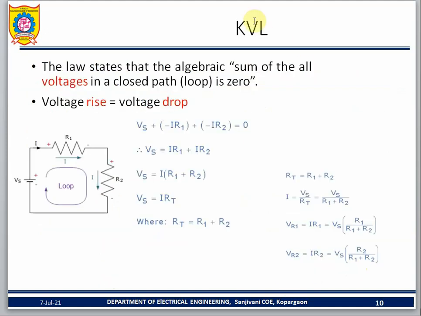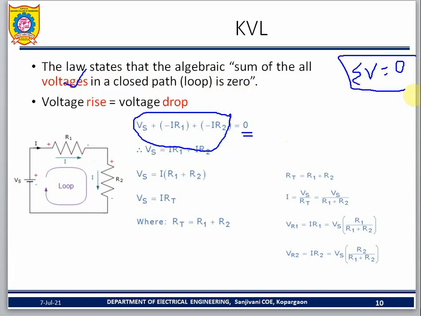Then next we move to the Kirchhoff voltage law. What is the Kirchhoff voltage law? Summation of the V is equal to 0. Previously summation of I was equal to 0; here look at summation of the V. In the circuit, summation of V is equal to 0. The law states that the algebraic sum of all the voltages in a closed path is equal to 0. Or another statement: voltage rise is equal to voltage drop.